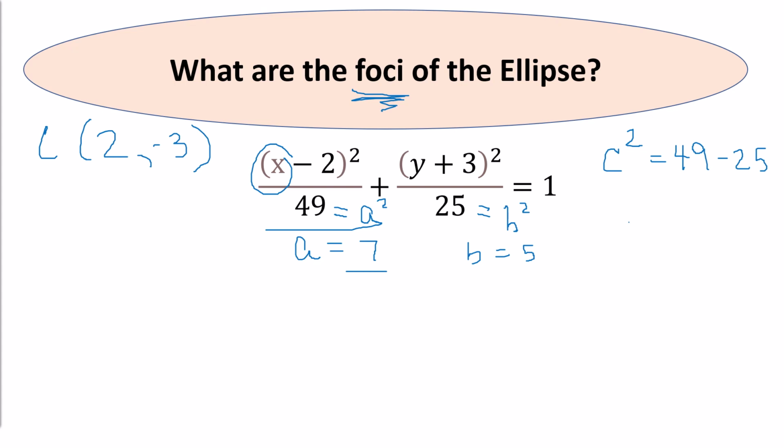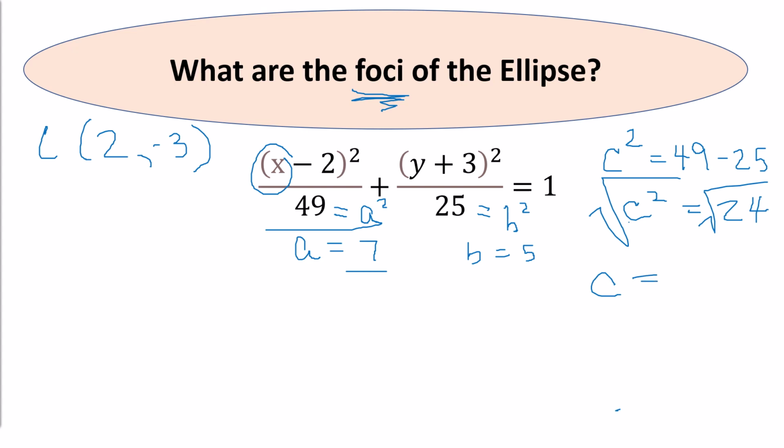49 minus 25 is 24. So C squared is equal to 24. Let's simplify the square root of 24. So we need to find C, not C squared.